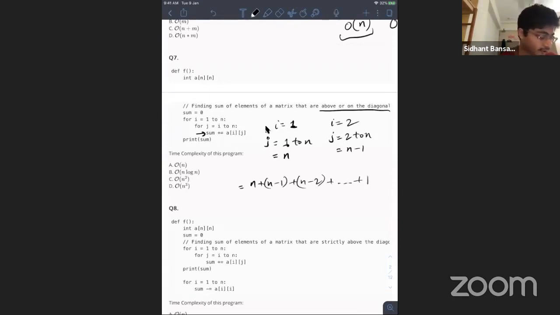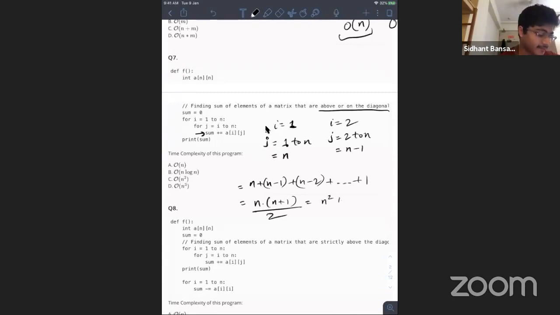This can also be written as, I don't know how many of you have taken basic math courses or high school maths, n into n plus 1 by 2, or n minus 1 by 2, I don't remember honestly. This becomes n square plus n by 2, which becomes n square by 2 plus n by 2. So actually it's around n square by 2.